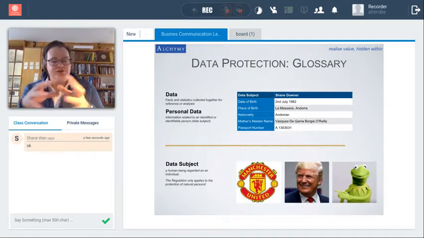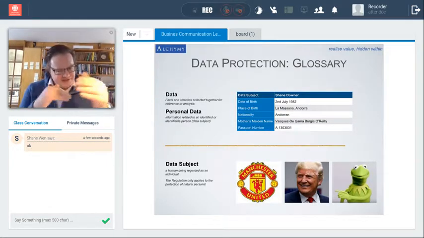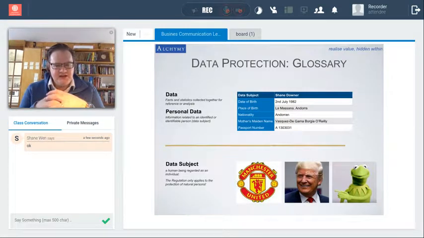So let's just delve a little bit more into the glossary on data protection. When we talk about data protection under the Data Protection Act 1998 in the UK, which has been updated to be compliant with GDPR in Europe, we're talking about data. Data is facts and statistics which are collected together for reference or analysis. Now, it only applies to personal data, so information related to an individual or identifiable person. And that person becomes the data subject.